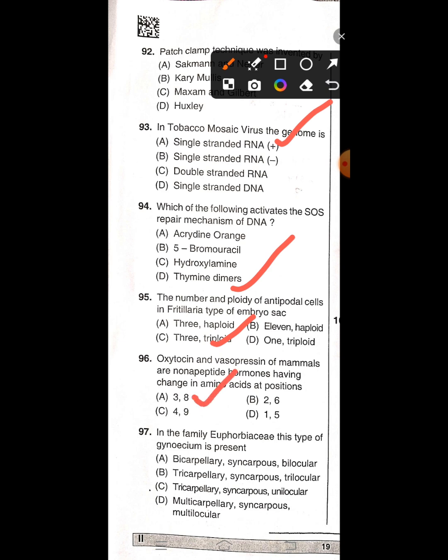In the family Euphorbiaceae, this type of gynoecium is present: bicarpellary syncarpous bilocular, tricarpellary syncarpous trilocular, tricarpellary syncarpous unilocular, multicarpellary syncarpous multilocular. So the correct answer is B, tricarpellary syncarpous trilocular. Let's see the next question.